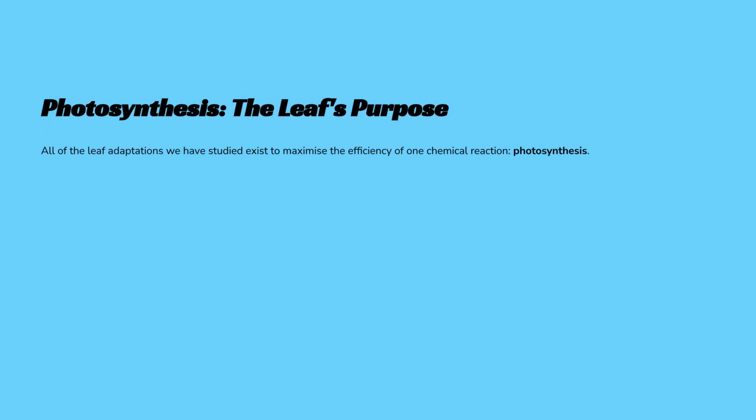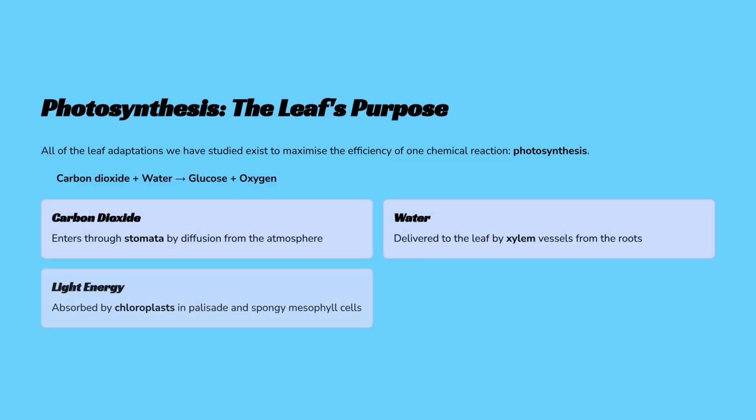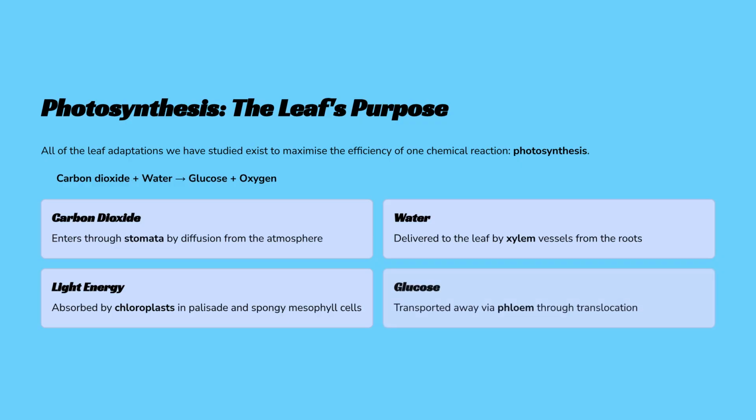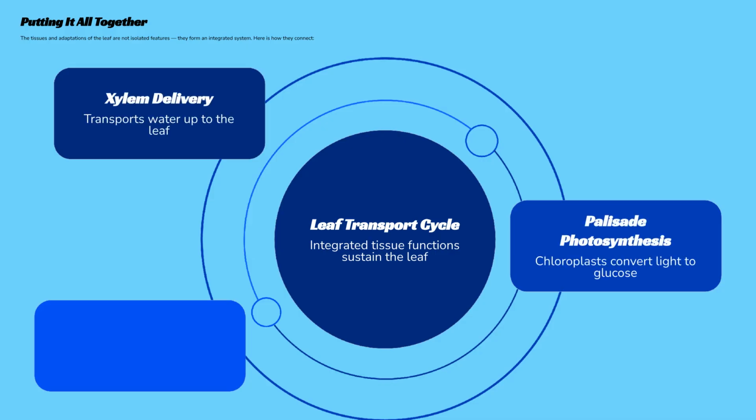All leaf adaptations maximize photosynthesis. Carbon dioxide enters via stomata, water arrives via xylem, and light is absorbed by chloroplasts to produce glucose, which is transported away by phloem. The leaf functions as an integrated system to sustain the plant. Xylem delivers water, palisade cells perform photosynthesis, and phloem transports the sugars produced throughout the plant.